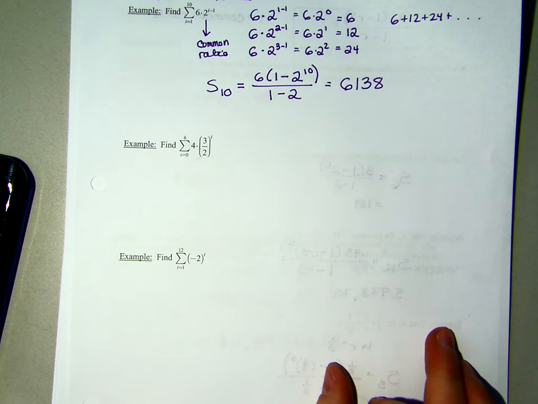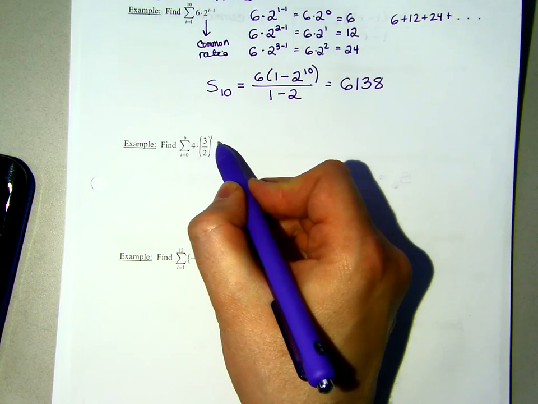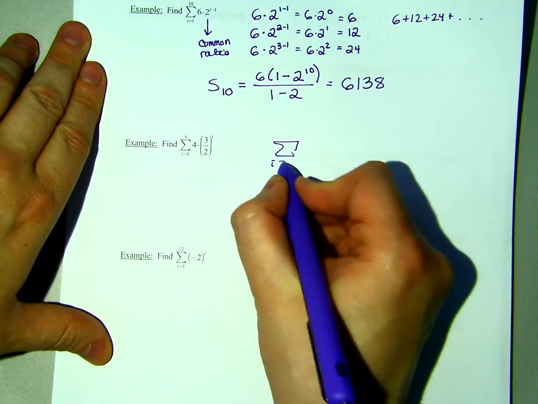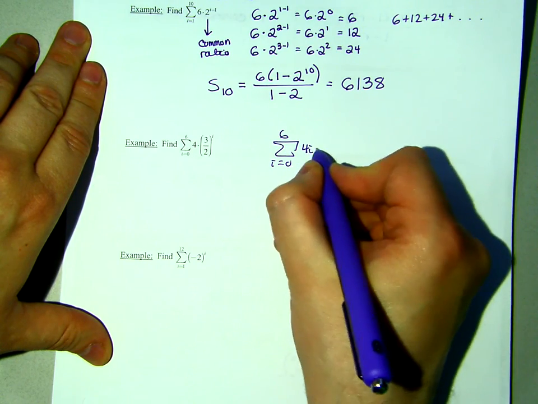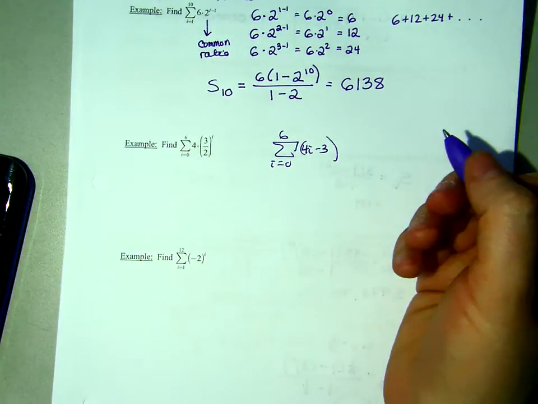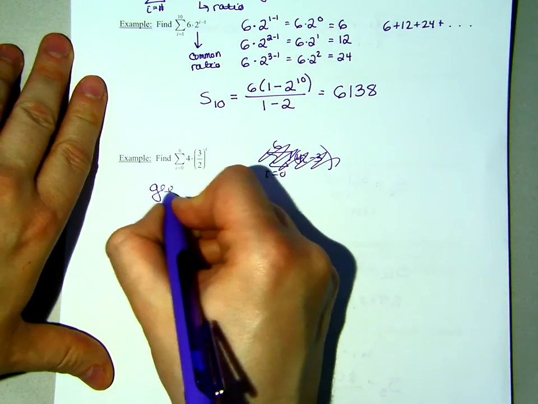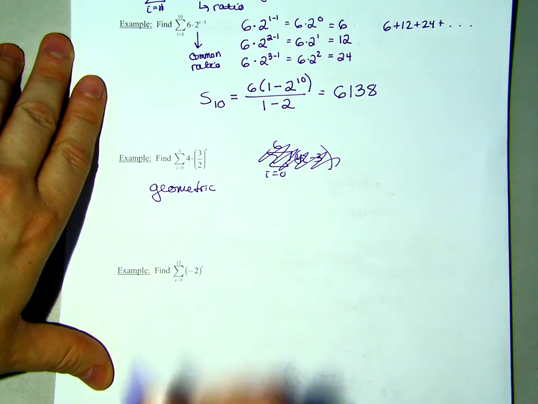Next one. Is this geometric? Yes, it is. How do I know? Because it's to the power of the number. When the variable is in the power, it's geometric. If I gave you something like the sum from 0 to 6 of 4i minus 3, that would be arithmetic, like what you dealt with last night for the homework, but that's not what we have. So it's geometric. I need to find the first term.